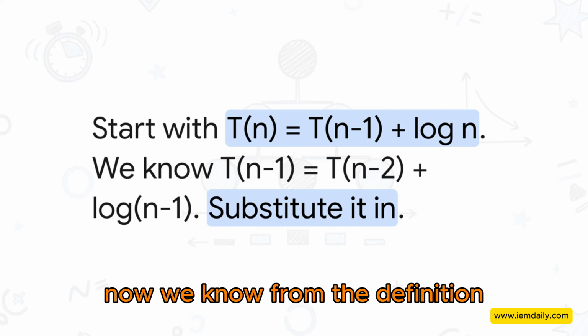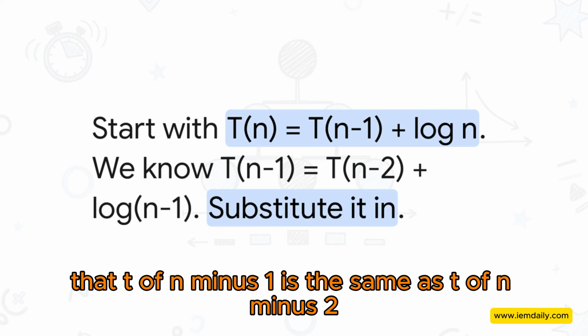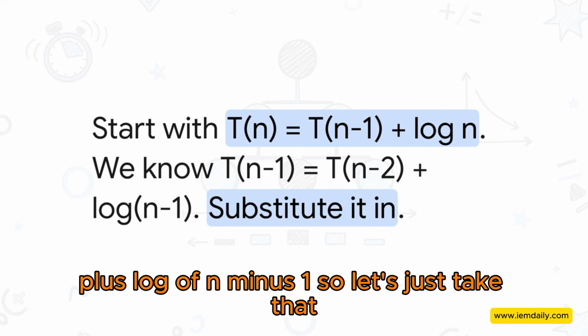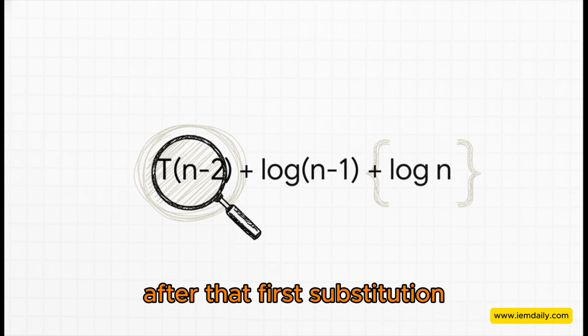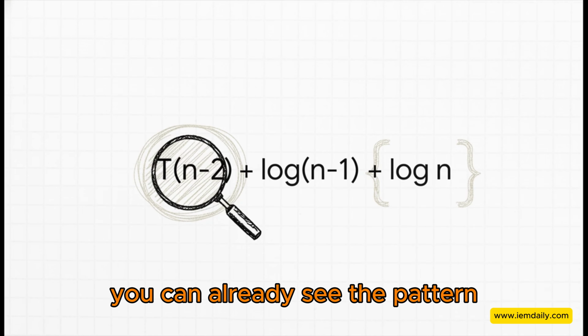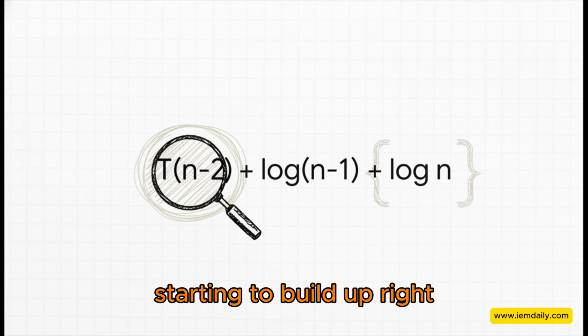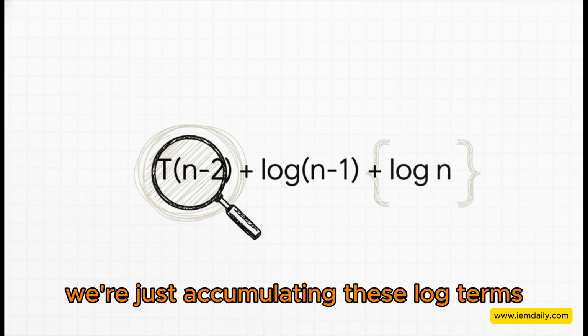Now we know from the definition that t of n-1 is the same as t of n-2 plus log of n-1. So let's just take that and substitute it right back into our main formula. After that first substitution, we get this new expression. You can already see the pattern starting to build up, right? We're just accumulating these log terms.